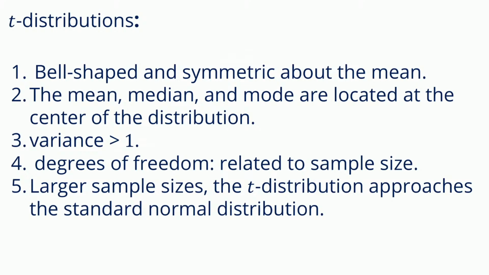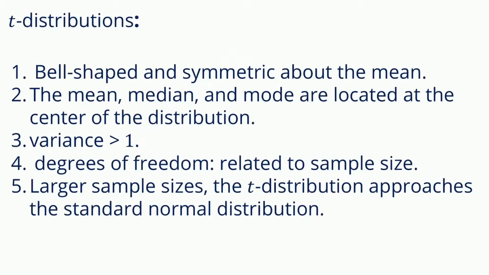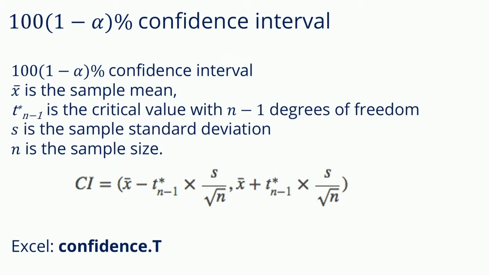So degrees of freedom, that's what controls how tall or small your curve is. We'll talk about degrees of freedom momentarily. Larger sample sizes will give you a t-distribution that is very similar to the normal distribution. So that's the deal there. So let's get to how we're going to do this.